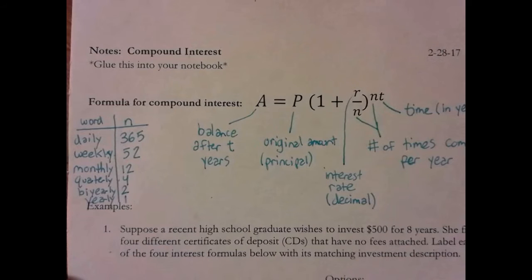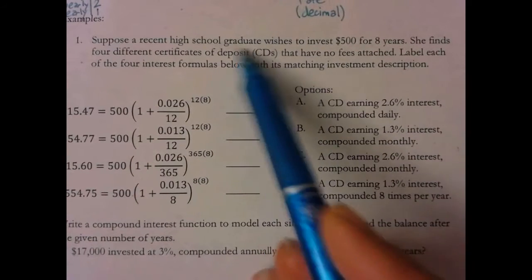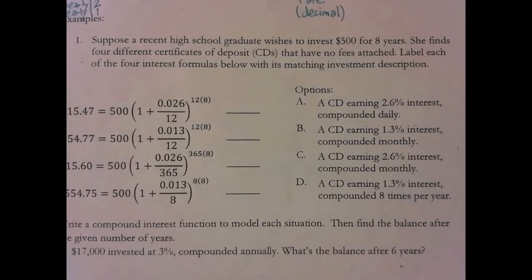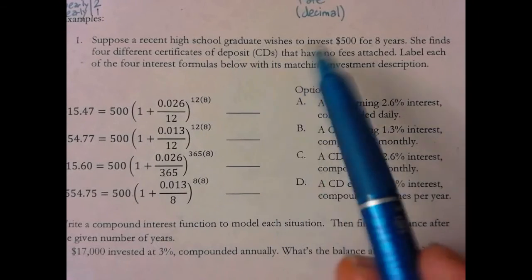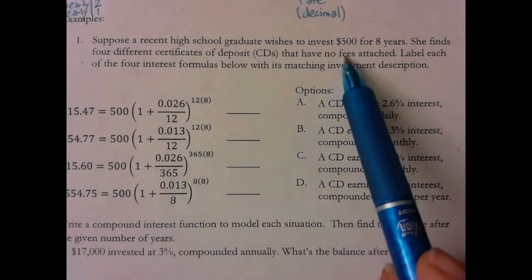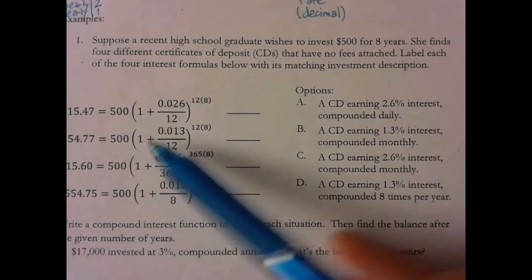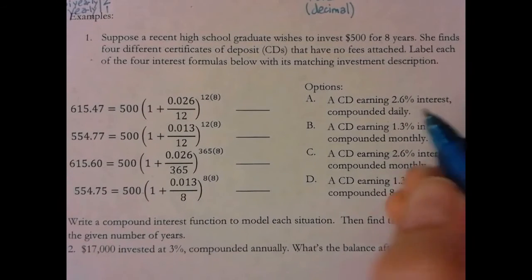So that's really helpful to know what those words would mean for your N. We're going to jump right into a problem now. We have someone who just graduated from high school. They want to invest $500 over 8 years. There are 4 different certificates of deposit, which at a bank they'll just call CDs. They have no fees attached. Wow, that's amazing. Trust me, I've had a CD before. We need to label which formula matches up with the description.